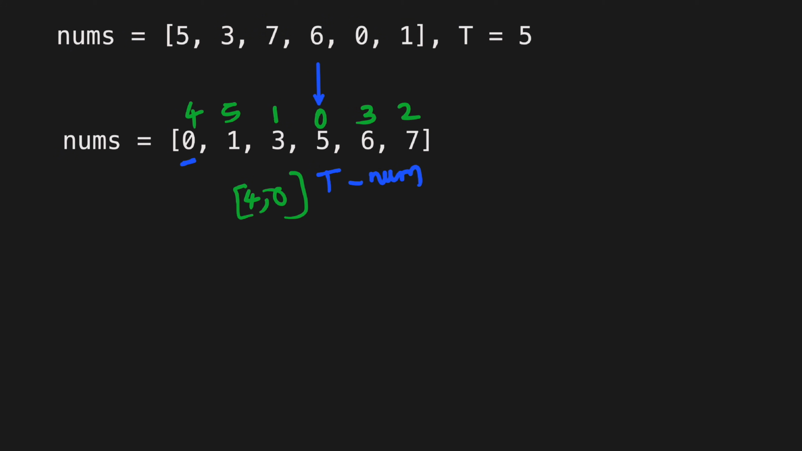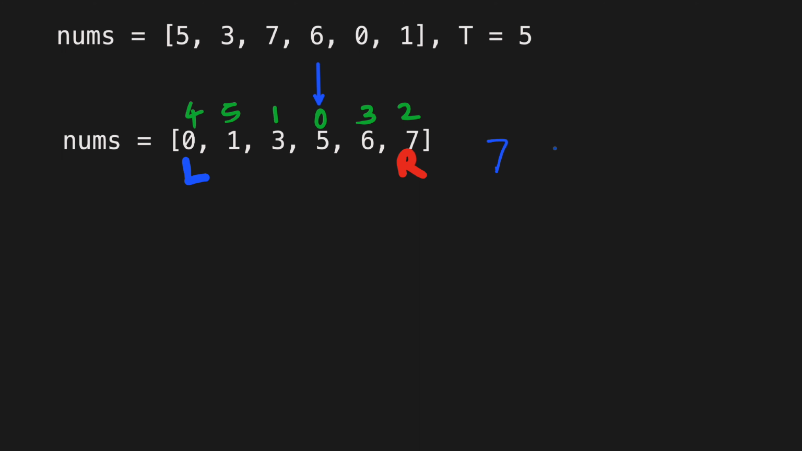Another approach we can use once the array is sorted is two-pointer technique. So instead of repeatedly recalculating and searching for the complement using the binary search, we can use two pointers, left pointer and the right pointer. The left pointer starts at the smallest number at the beginning of the sorted array and the right pointer starts at the largest number at the end of the sorted array. And we calculate the sum of numbers pointed by the left and right pointers. For example, here the sum of the numbers is 0 plus 7 equal to 7.